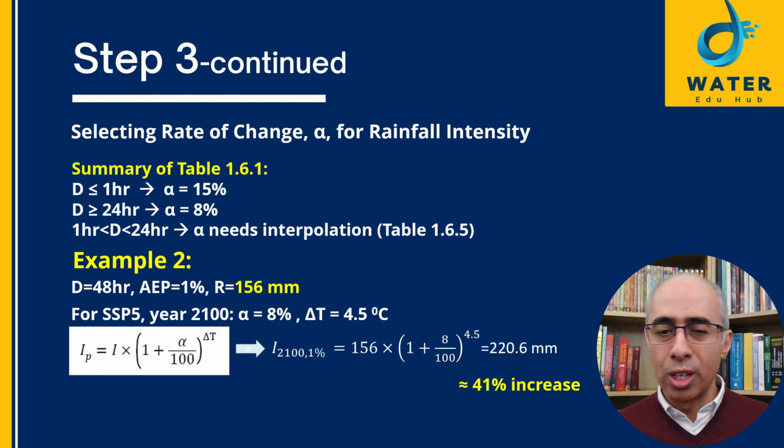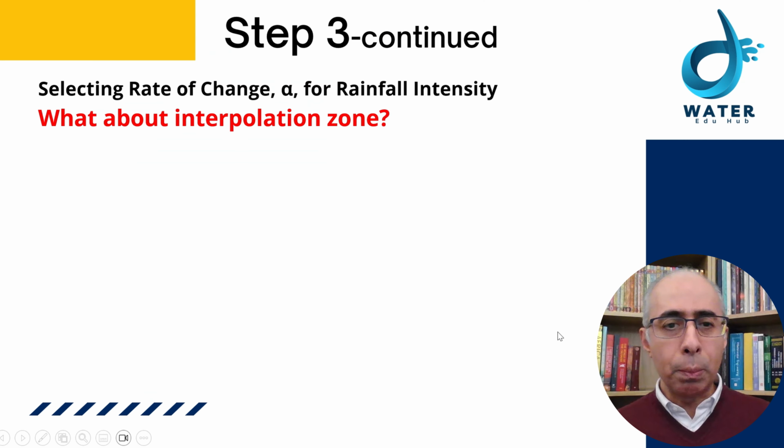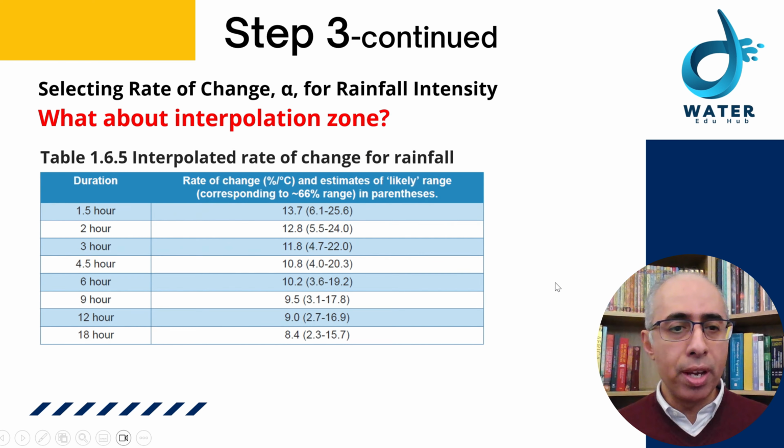This is almost half of what we had for the short duration. So that's the message here for us, that based on the new guidelines, the shorter duration events are affected significantly compared to the longer duration one. So what about the interpolation zone? Let's have an example there.